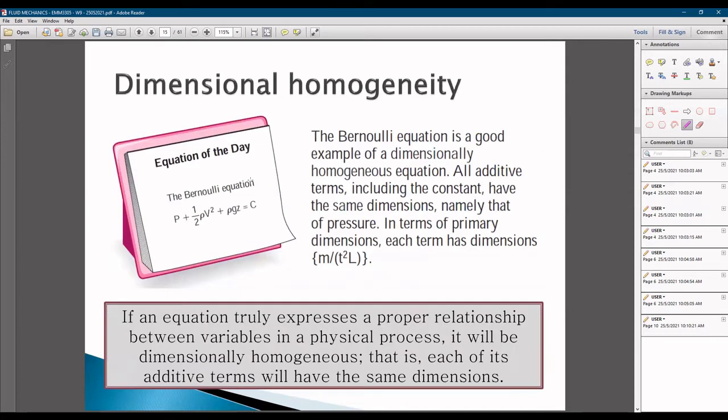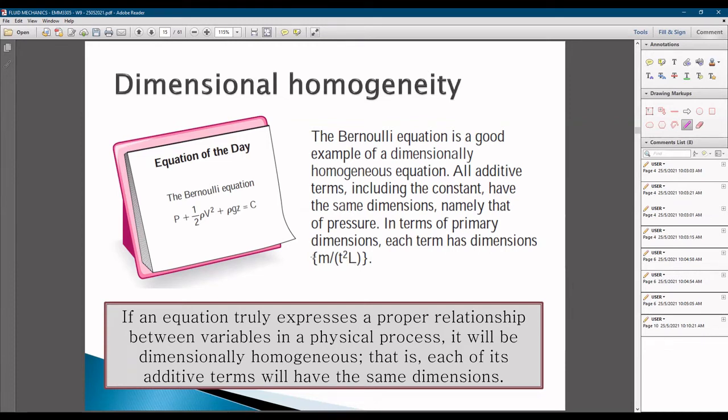Okay, for example, we have this Bernoulli equation on the left, right? So we have pressure, we have the kinetic energy, I would say, and it is due to the elevation. The Bernoulli equation is a good example of a dimensionally homogeneous equation. All additive terms, including the constant, have the same dimension, namely that of pressure. In terms of primary dimension, each term has dimension of mass over time square and times the length.